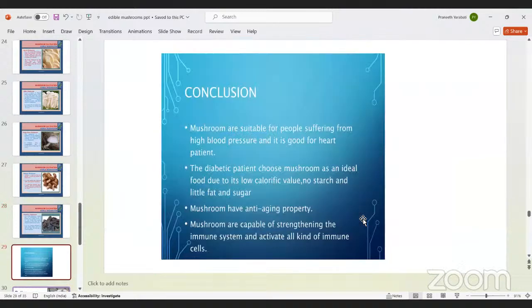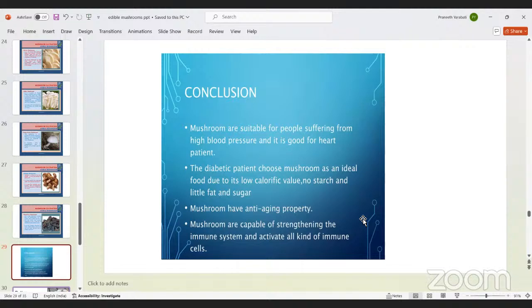So, in conclusion, these mushrooms are suitable for people suffering from high blood pressure, and also good for heart patients. Diabetic patients choose this mushroom as an ideal food due to its low caloric value and no starch and little fat and sugar. So generally it is suitable for diabetic patients.